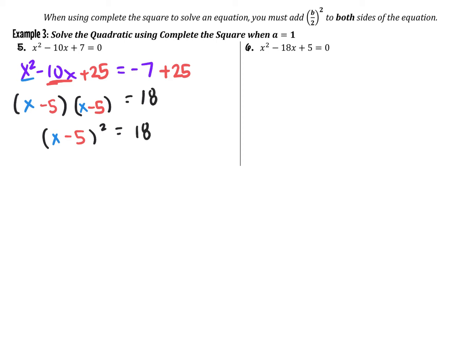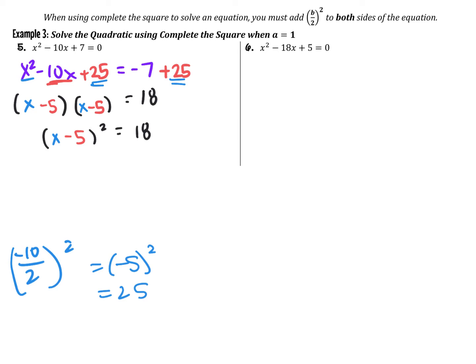And now I'm in this factored form so I can solve using square roots. So again, to recap, I'm figuring out what number I need to add to both sides so that I can complete the square. That number comes from taking half of our b value and then squaring it. So half of negative 10 is negative 5. Negative 5 squared is 25. That's where we figured out what this number is going to be.